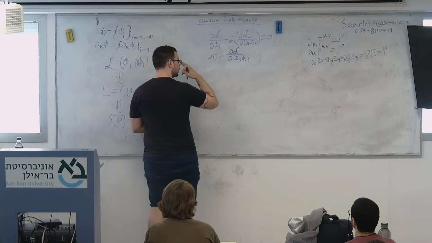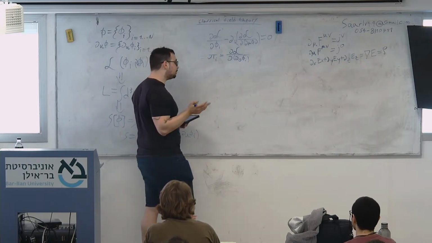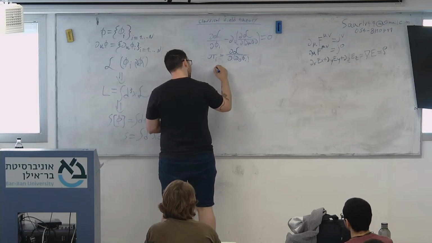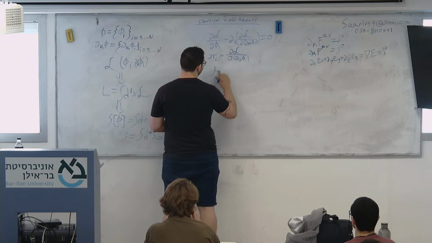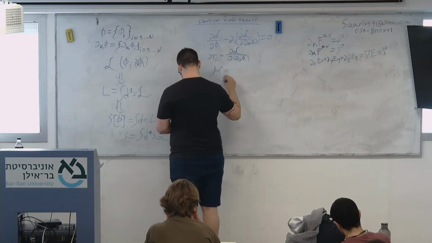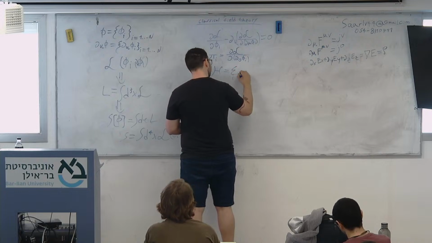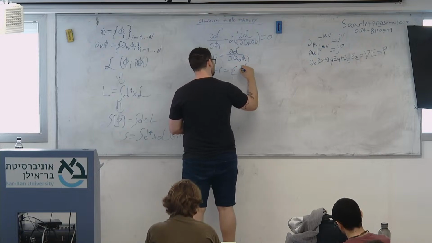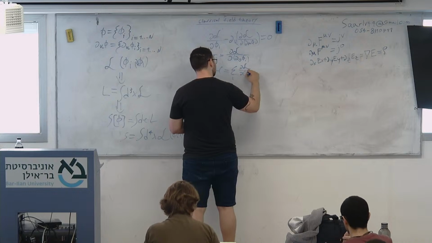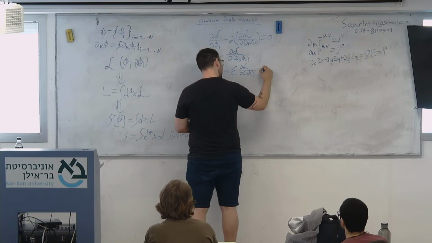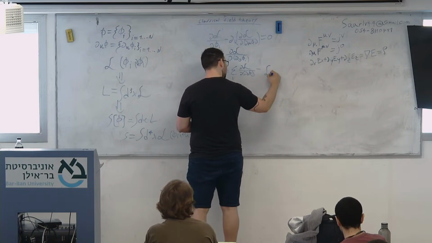Again, 0 here, it's actually time. And finally, you can find the Hamiltonian density equal to the sum over i, minus the Lagrangian density.